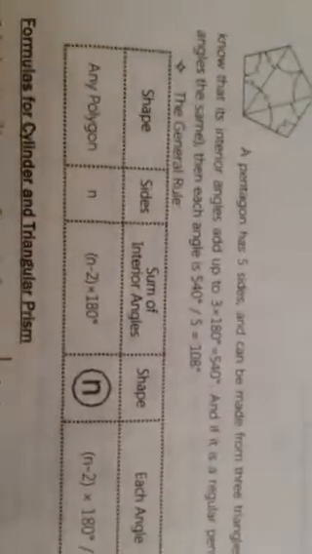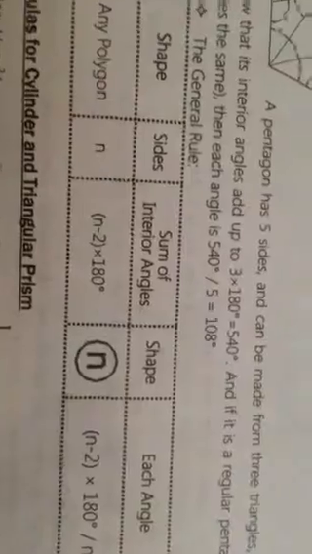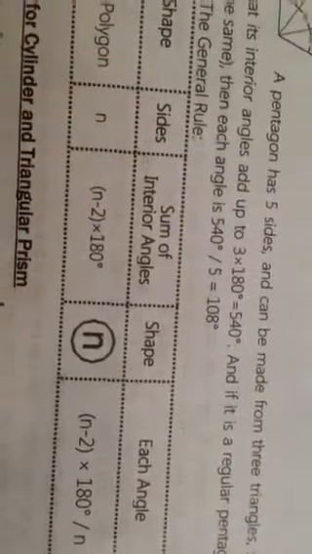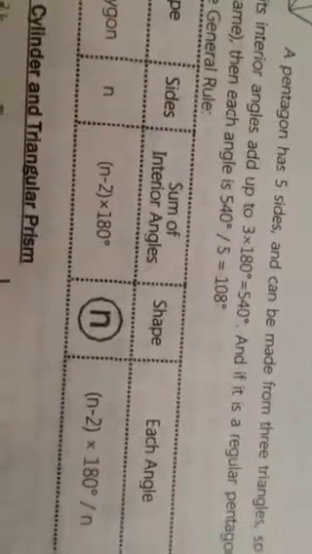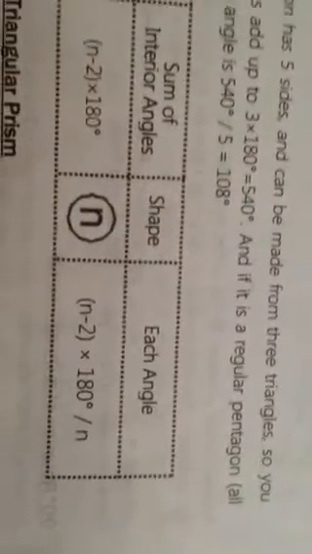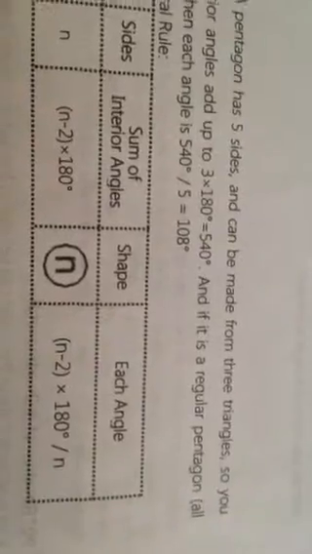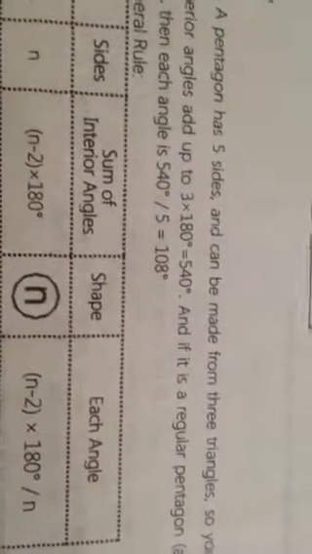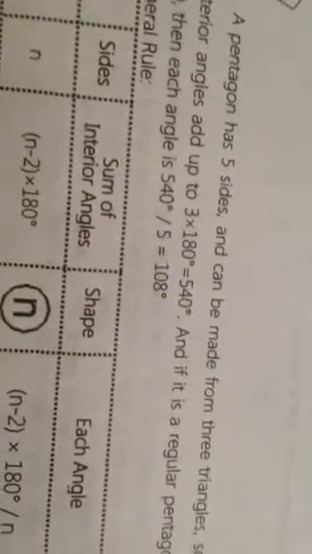So, to conclude, the general rule: any shape with n sides has a sum of interior angles of n minus 2 times 180 degrees. Each angle will be n minus 2 times 180 degrees divided by n. Now, let's watch a video to make it more clear.